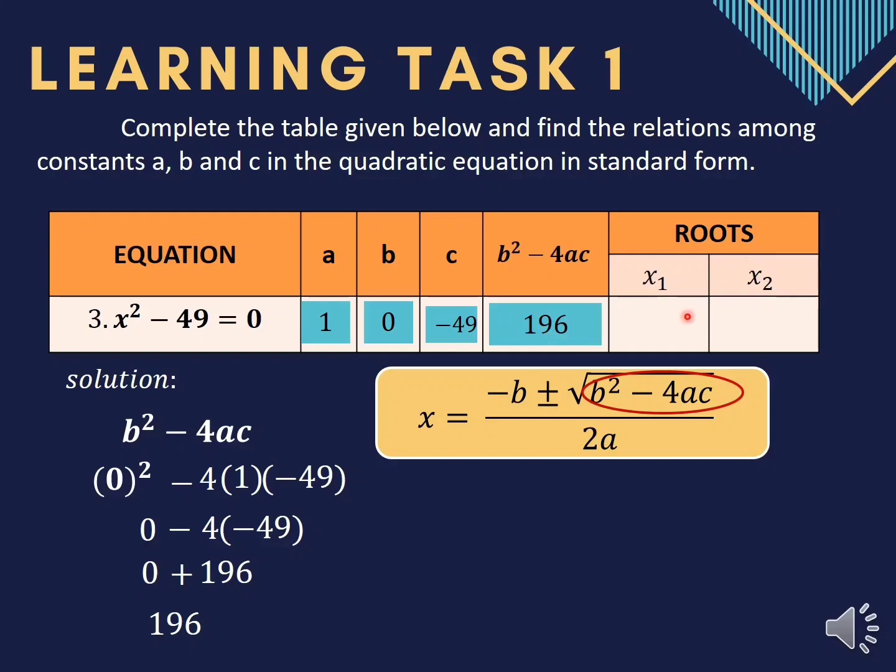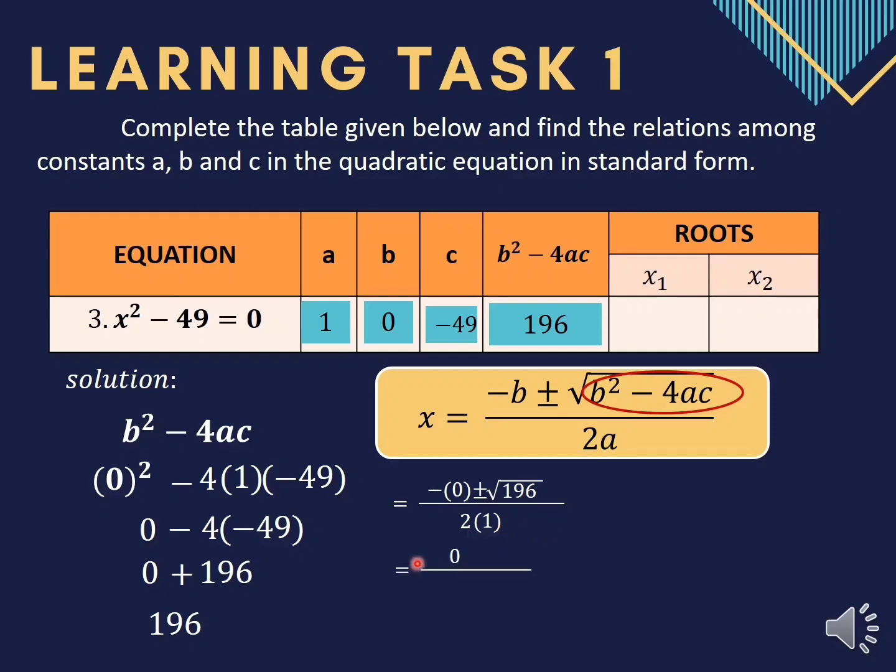Now let us find the roots. Again, apply the quadratic formula. So we have negative 0, positive, negative the square root of, what is b squared minus 4ac? That is 196. So we have the square root of 196 all over 2 times 1.